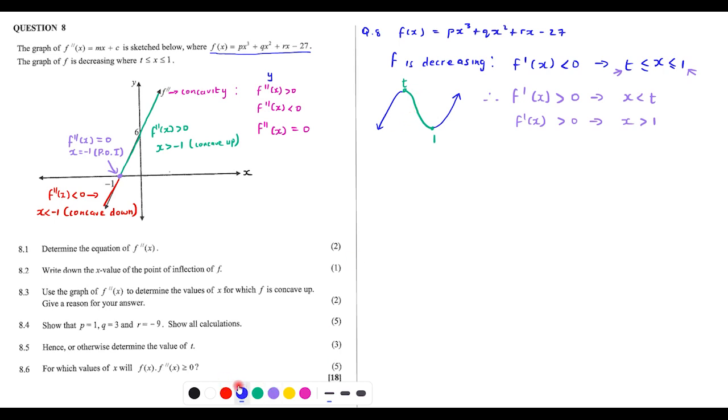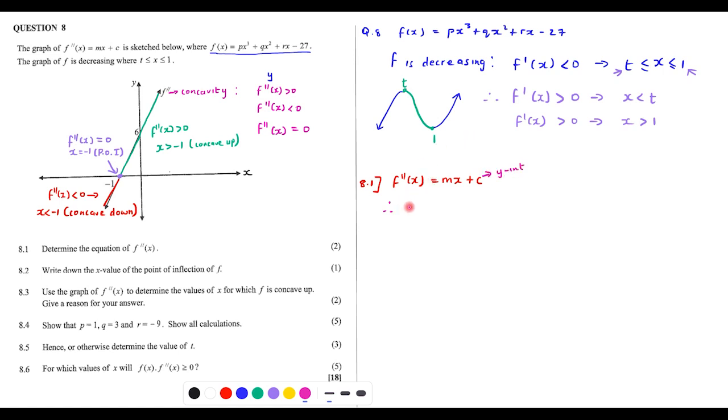Okay, let's go ahead now and read the question so that you can see what we have here. We've taken out a lot of information, and I hope it's going to be useful to us later. All right, 8.1 says let's determine the equation of f double prime x. Now f double prime x is a straight line, so it's mx plus c. I can see in this sketch that I have 6 as a y-intercept, so c, in my straight line, is the y-intercept.